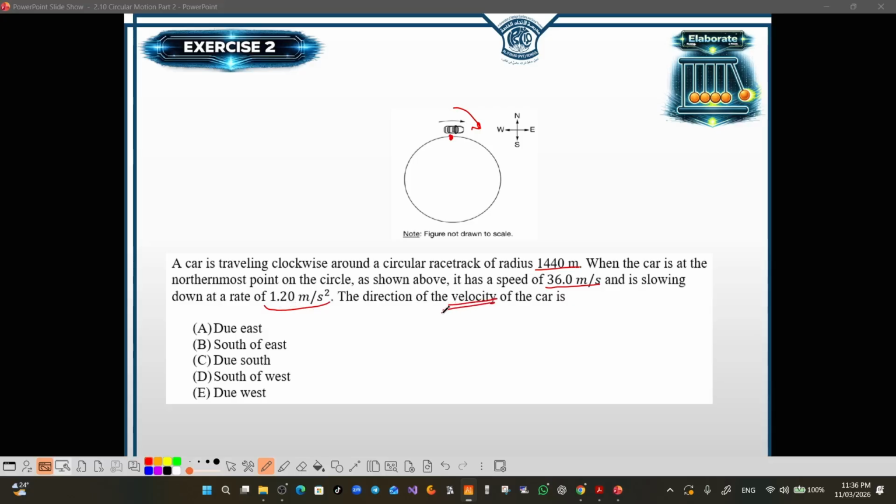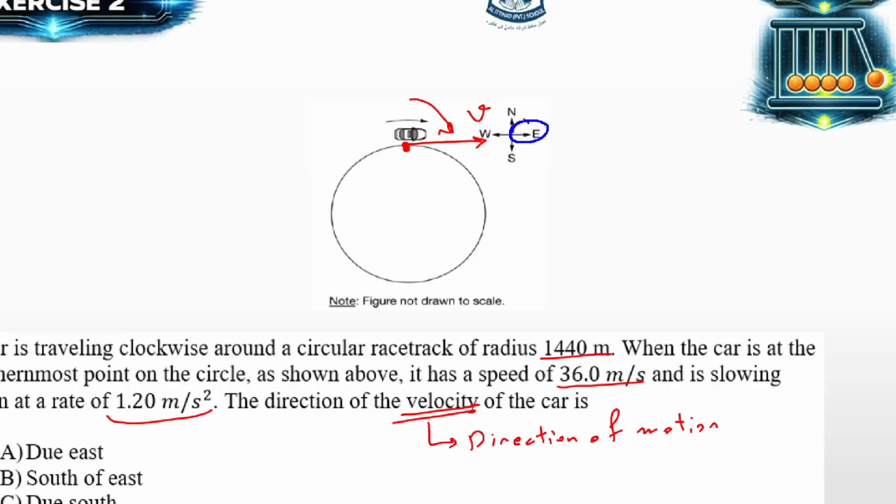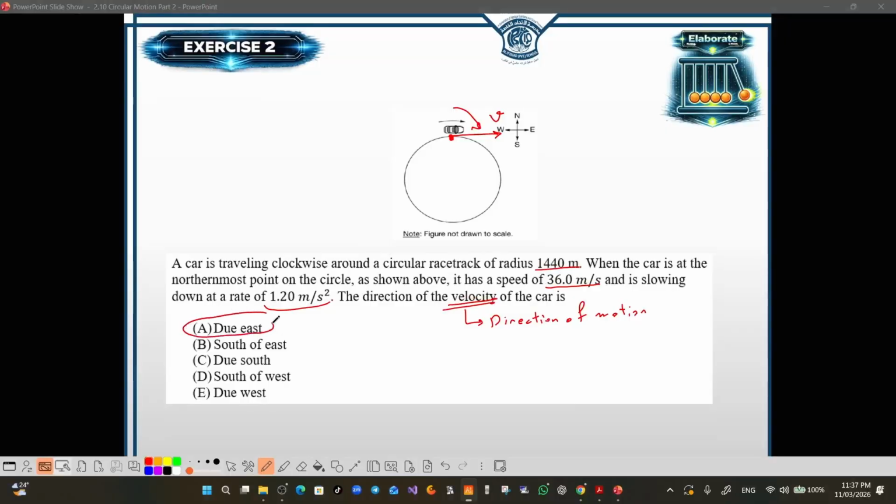To find the direction of velocity, we don't need to calculate. We know that the velocity indicates the direction of motion, and the direction of motion in this particular case is to the right. To draw the velocity, we just need a point, because the velocity will be tangent to the circle at this point, acting to the right. According to the compass direction here, right represents east. So the direction will be due east.